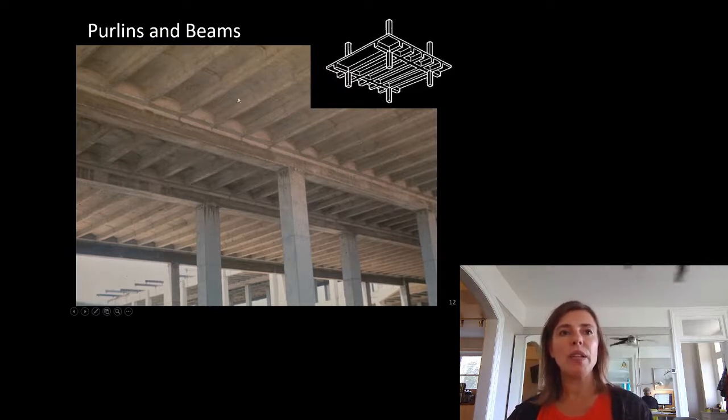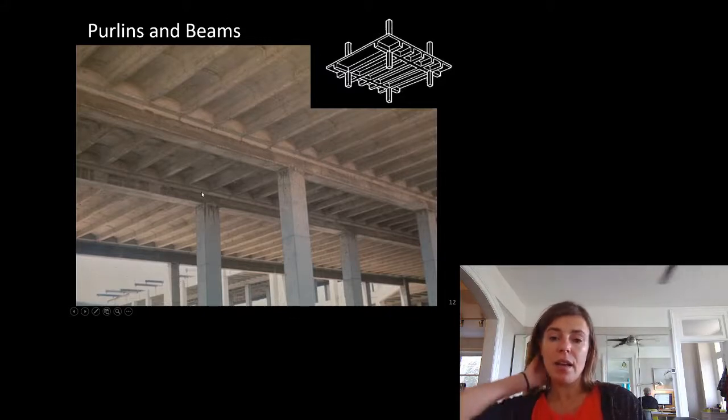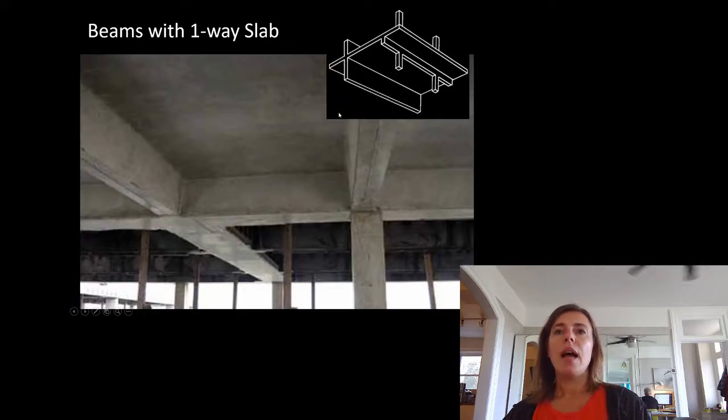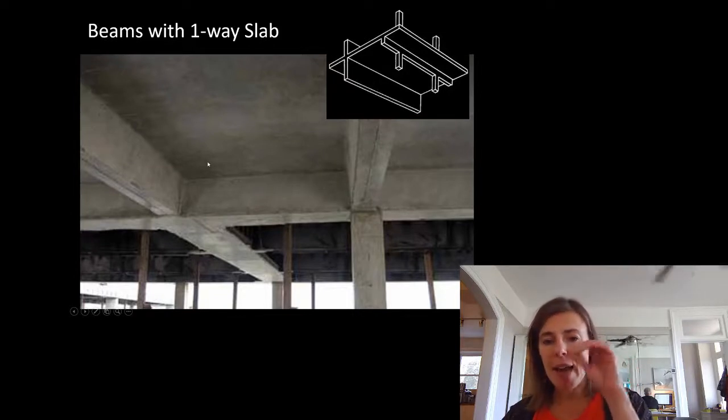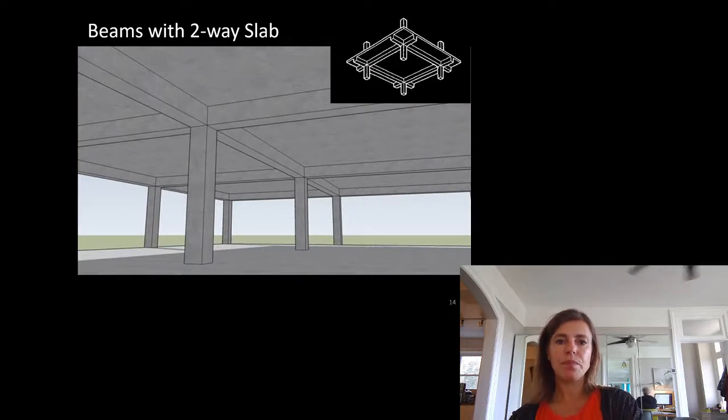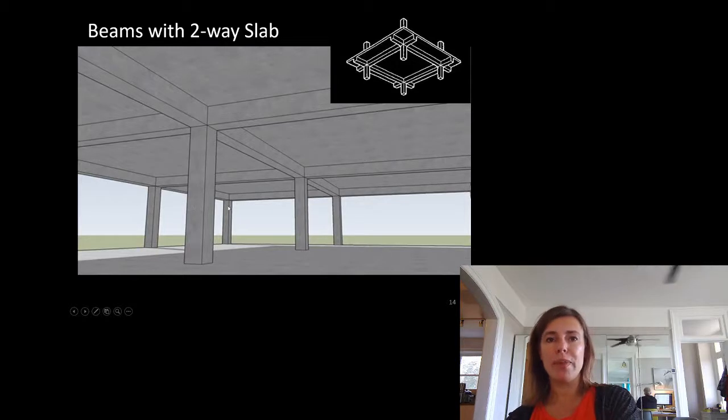Kind of a less common way to do it, but you can actually form purlins into beams onto columns. So here you can see that kind of steel methodology shown in a concrete system. Here we have beams with a one-way slab. We're going to look in depth at what a one-way slab and a two-way slab is when we do our sizing guidelines, so I'm not going to spend any time talking about that right now. Two-way slab, where our slab is spanning to all of the beams on the perimeter.